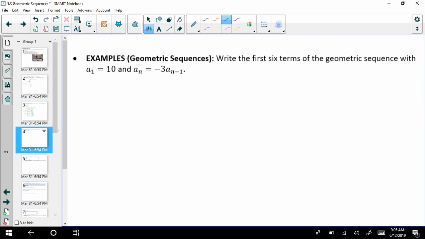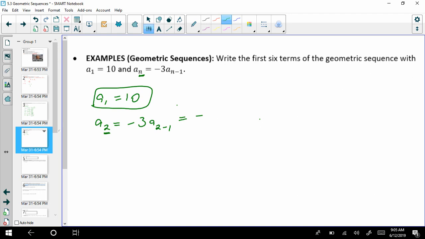All right, look at this one. Write the first 6 terms of the geometric sequence with a sub 1 being 10, and then it gives me the rule for the sequence. So I have my first answer. To get a sub 2, notice where 2 is sitting. It's sitting in place of n, so we're going to plug 2 in for the n. This is a recursive setup, so we always have to use the previous answer to get the next one.